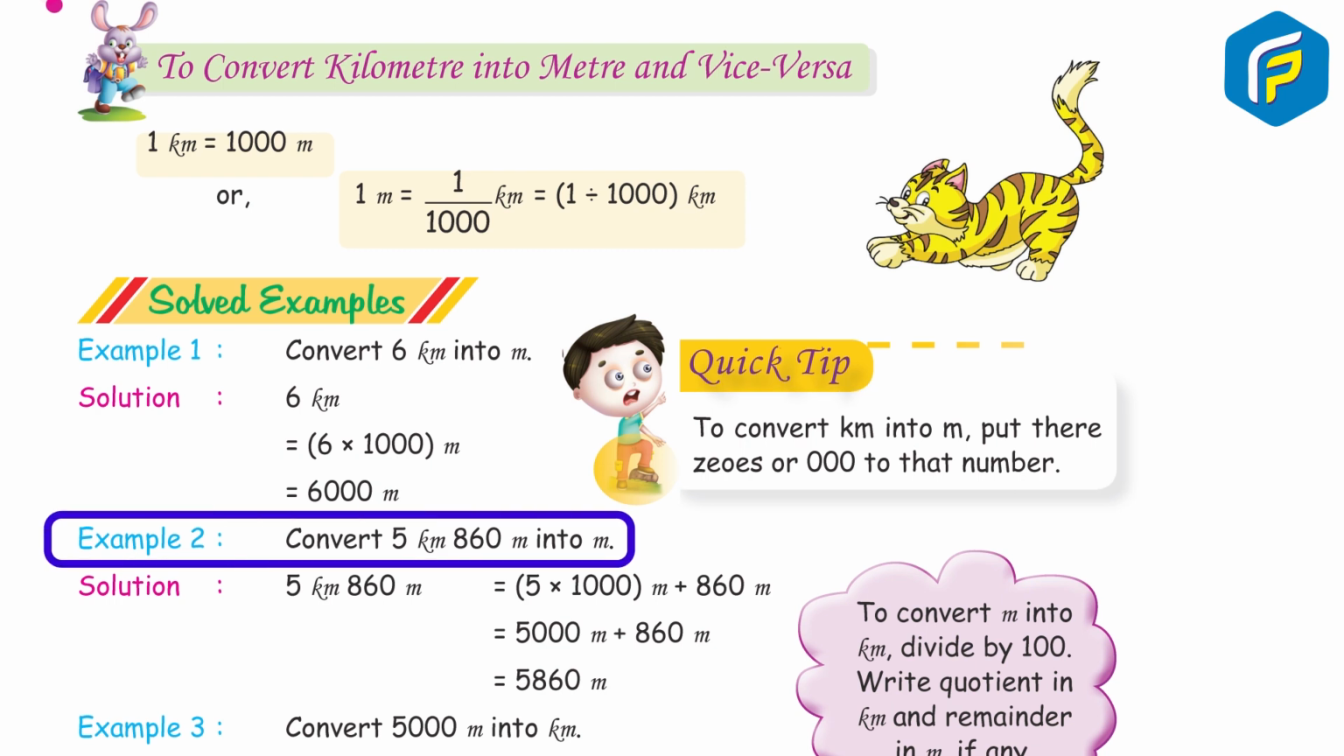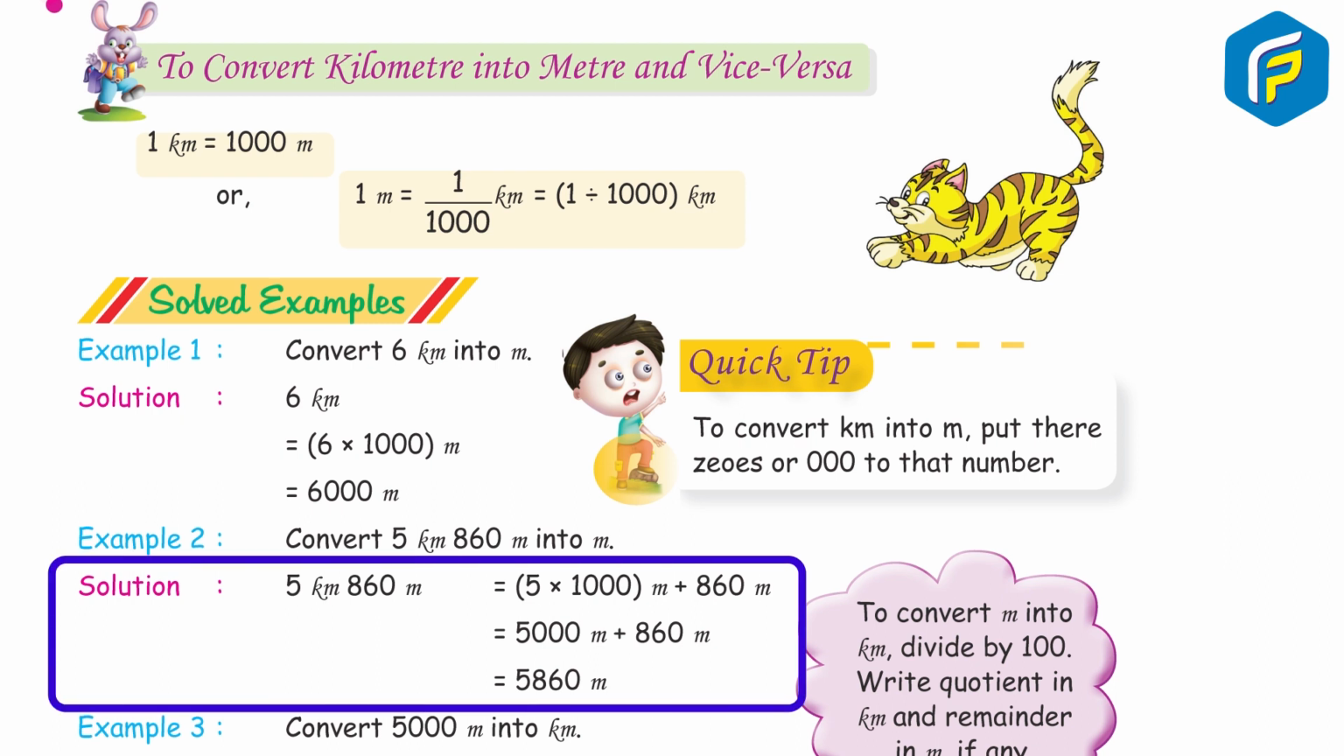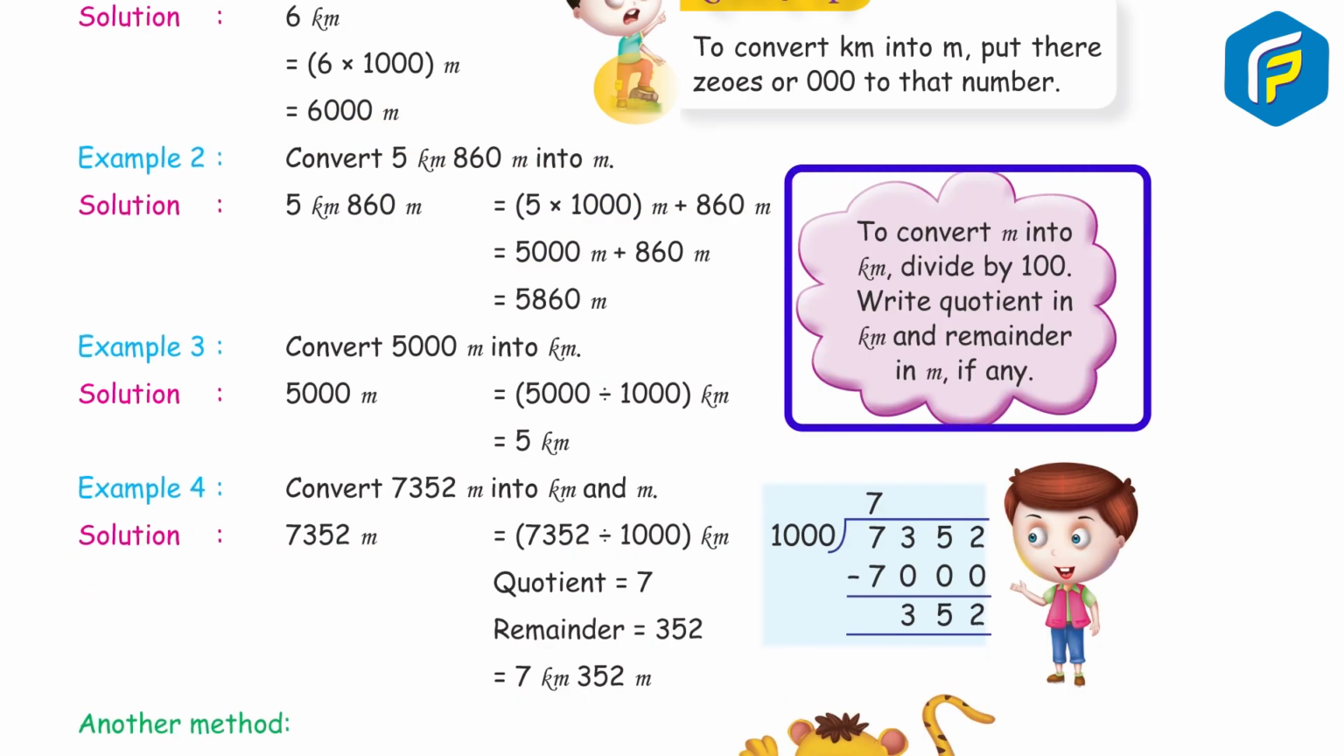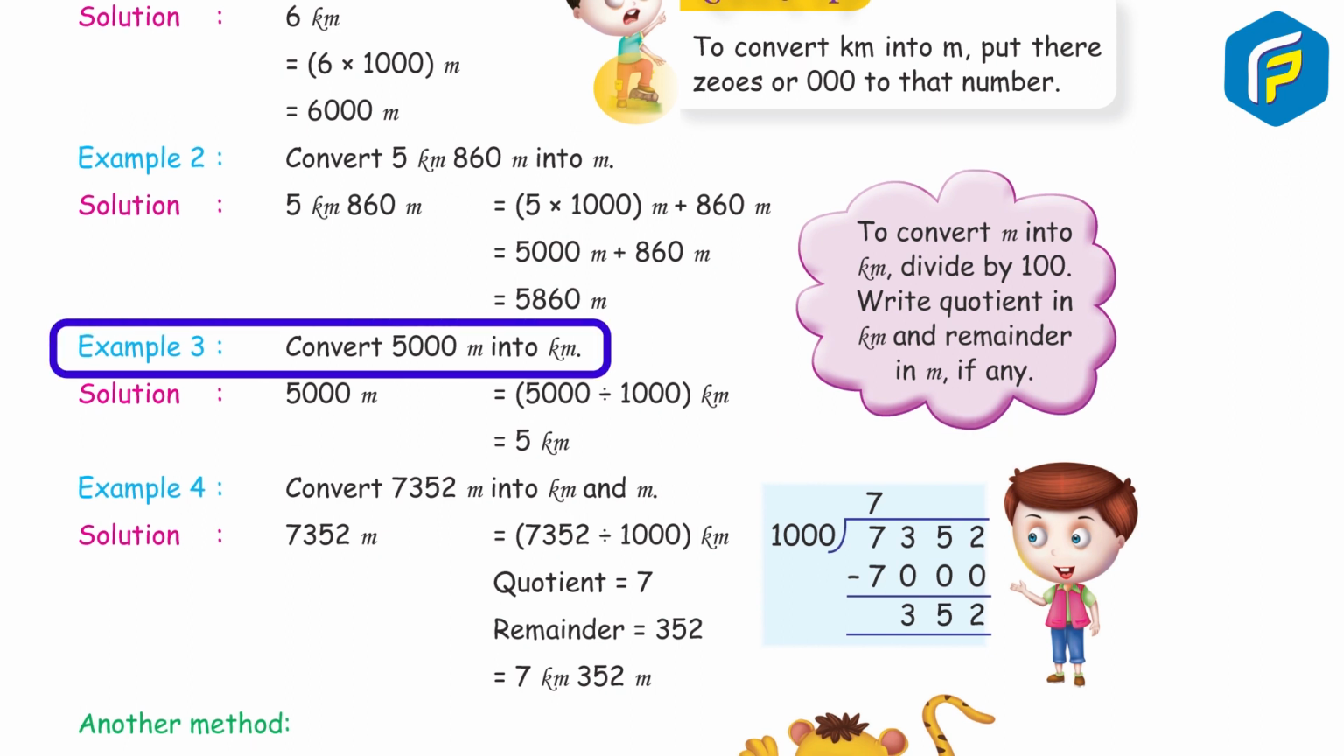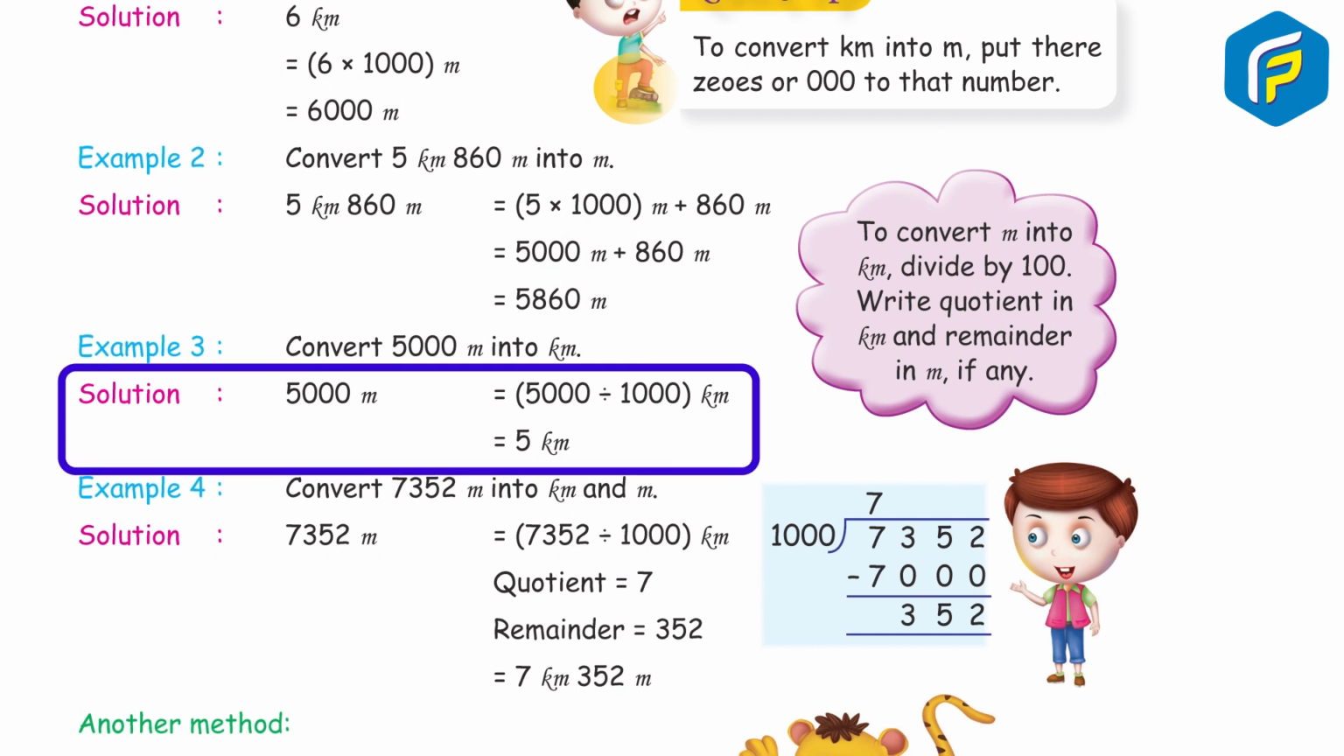Example 2. Convert 5 kilometer 860 meter into meter. Solution. 5 kilometer 860 meter is equal to 5 into 1000 meter plus 860 meter, which is 5000 meter plus 860 meter, which is 5860 meter. To convert meter into kilometer, divide by 1000. Write quotient in kilometer and remainder in meter, if any. Example 3. Convert 5000 meter into kilometer. Solution. 5000 meter is equal to 5000 divided by 1000 kilometer, which is 5 kilometer.